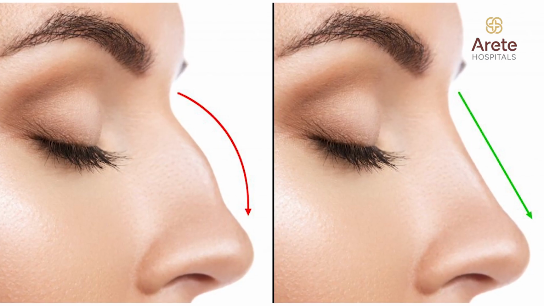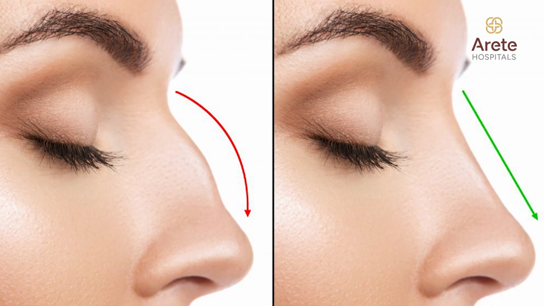The internal swelling and the external swelling usually take a little time, about 2 to 3 weeks, and the tip shape comes out into its final stages in about 6 months. A dorsal correction or a height correction manifests itself very easily post-surgically.